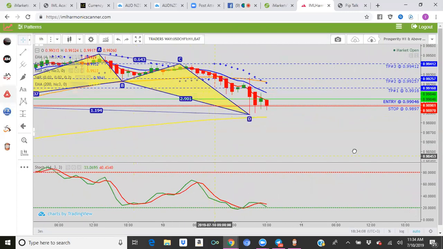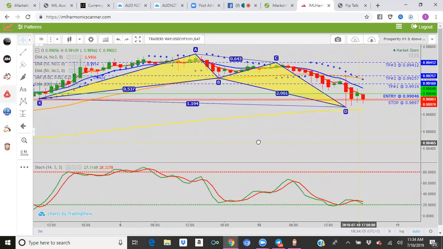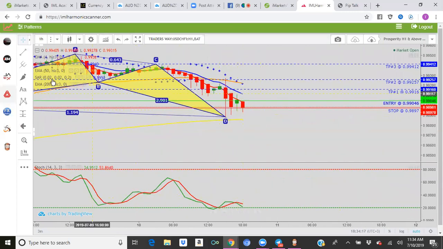For a sell, of course, right here, you're looking for the dot to be above. Then you're looking for your stochastic. For a buy, you need to be at or below the 20 with your stochastic lines moving up.